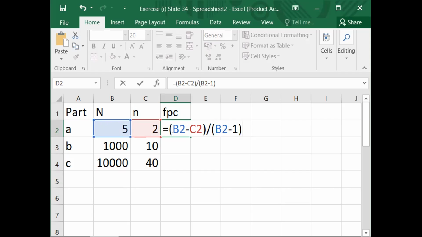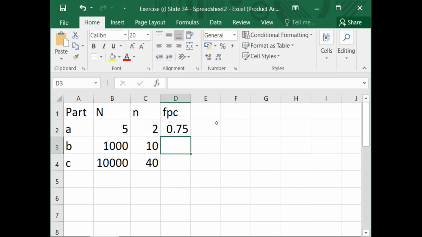In B2, we have the value of population size, and in C2, we have the value of sample size. The population size minus the sample size divided by the population size minus 1. This is the value of the FPC, and in part A, it is 0.75. In part B, it is 0.99, and in part C, it is 1.